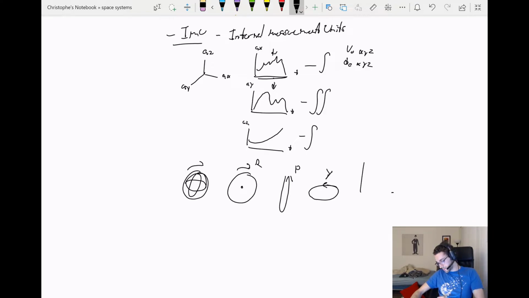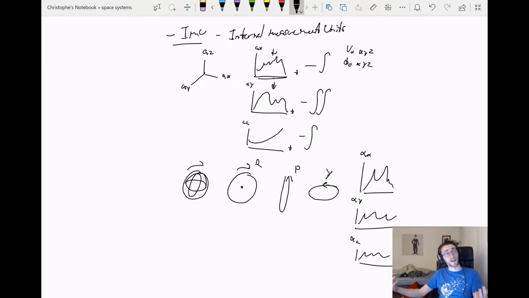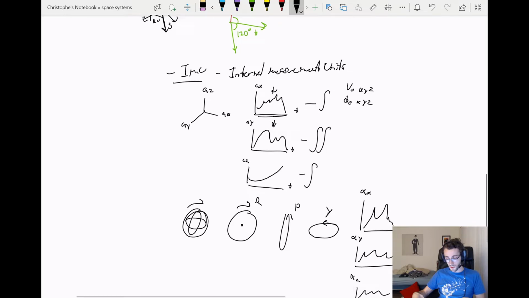So they measure alpha x, alpha y, alpha z, or alpha for the roll, pitch, and yaw respectively. I'm just using x, y, and z because that's easy. And you get a certain pattern over time, and you integrate that, and you can find out your angular acceleration, any change in attitude with respect to time, based on an initial state. So that's basically how IMUs work.